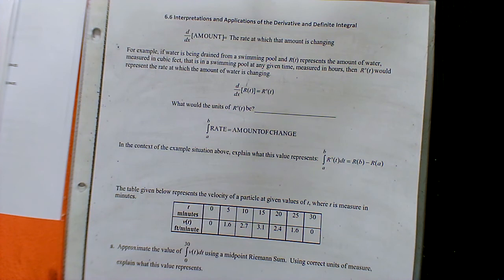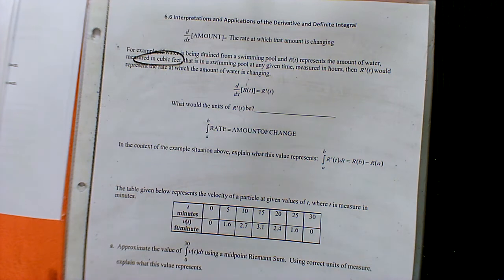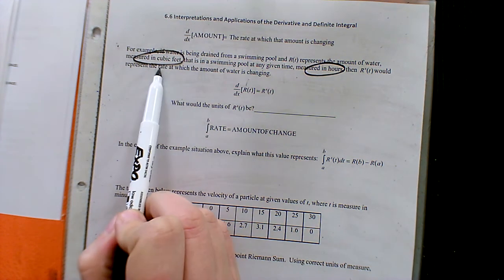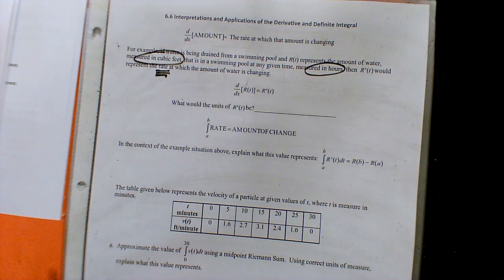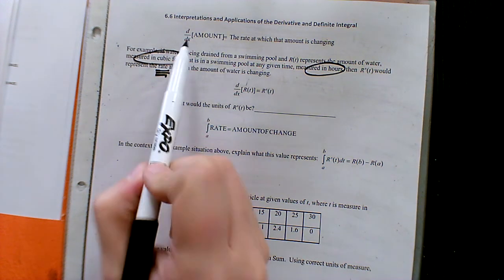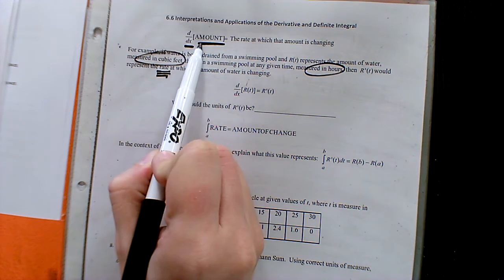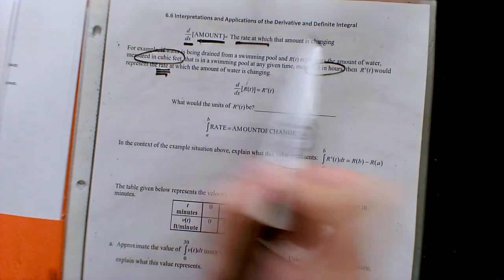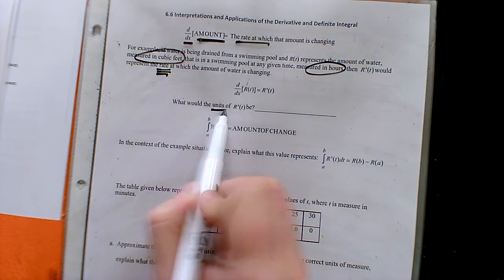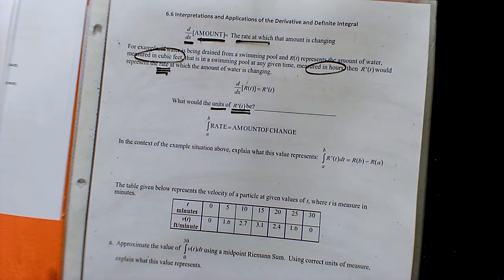It says, if water is being drained from a swimming pool, and we want the equation R of t to represent the amount of water measured in cubic feet at any given time, measured in hours, then we know that R prime, meaning the derivative, would represent the rate at which that amount of water is changing. So we've done a lot with derivatives. We know derivatives mean a rate of change. So if you were to take the derivative of some amount, your value would represent the rate at which that amount is changing.